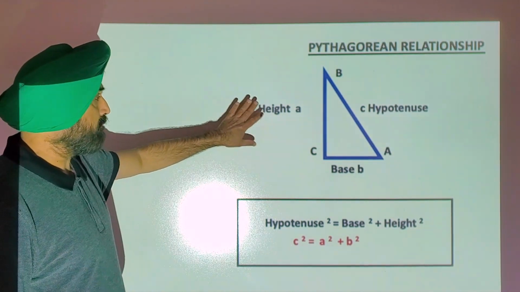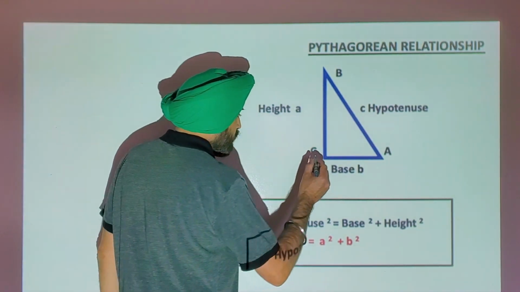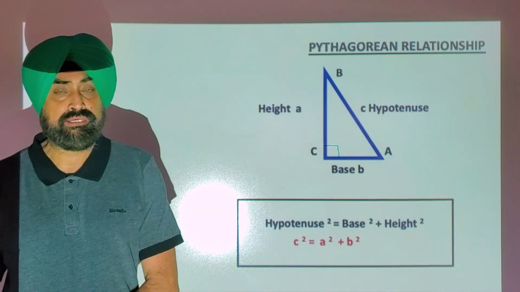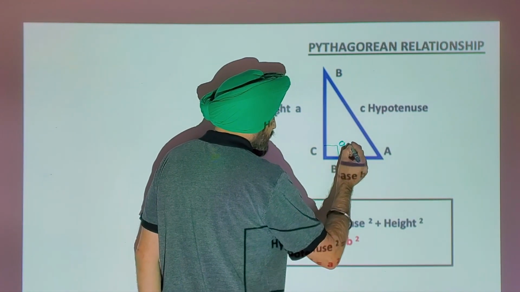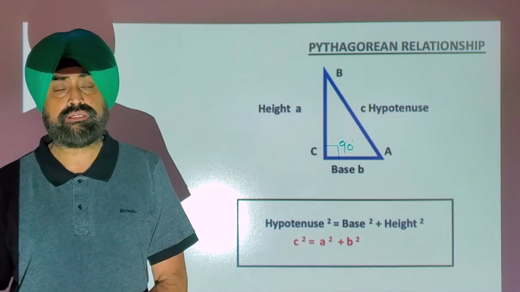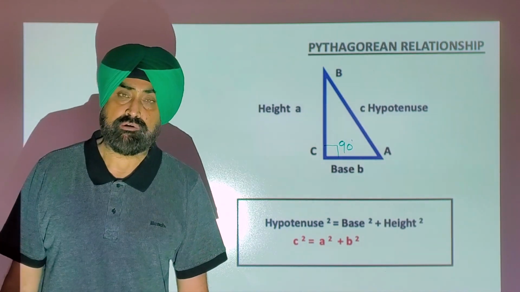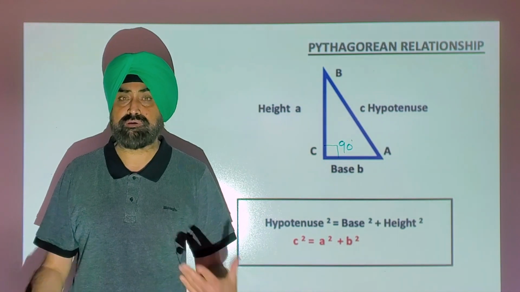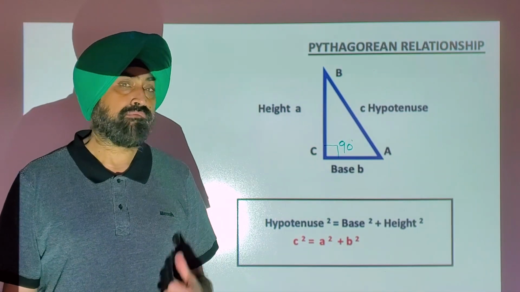The Pythagorean relationship is applicable to a right angle triangle, and you will see this sign, this small square, which tells you that this angle is 90 degrees. So this triangle is a right angle triangle. The Pythagorean relationship is applicable to only right angle triangles. If it is not a right angle triangle, you cannot use it. Remember this. This is very important because in higher classes, when you use trigonometry, you have to use this concept again.